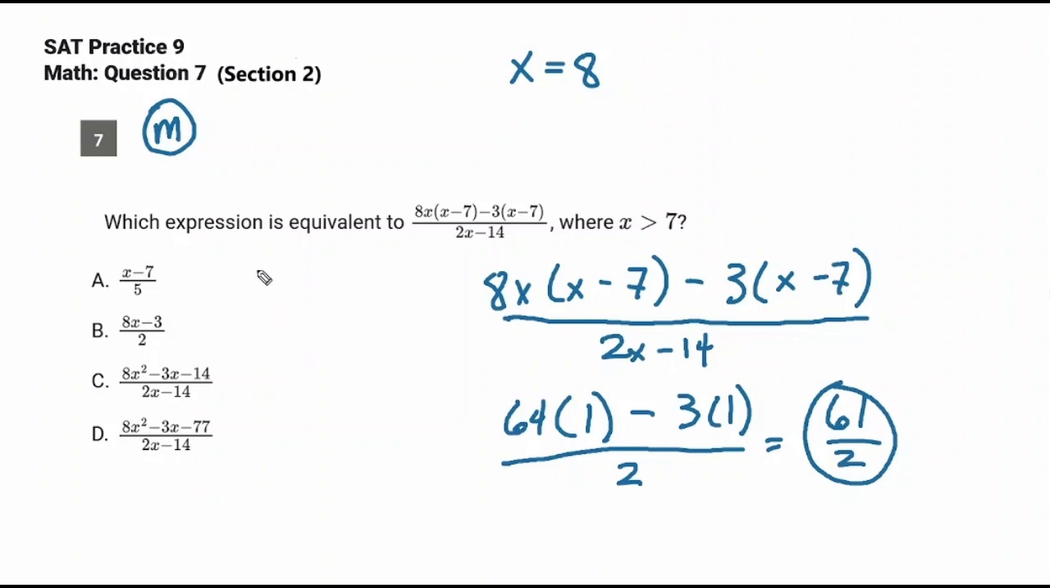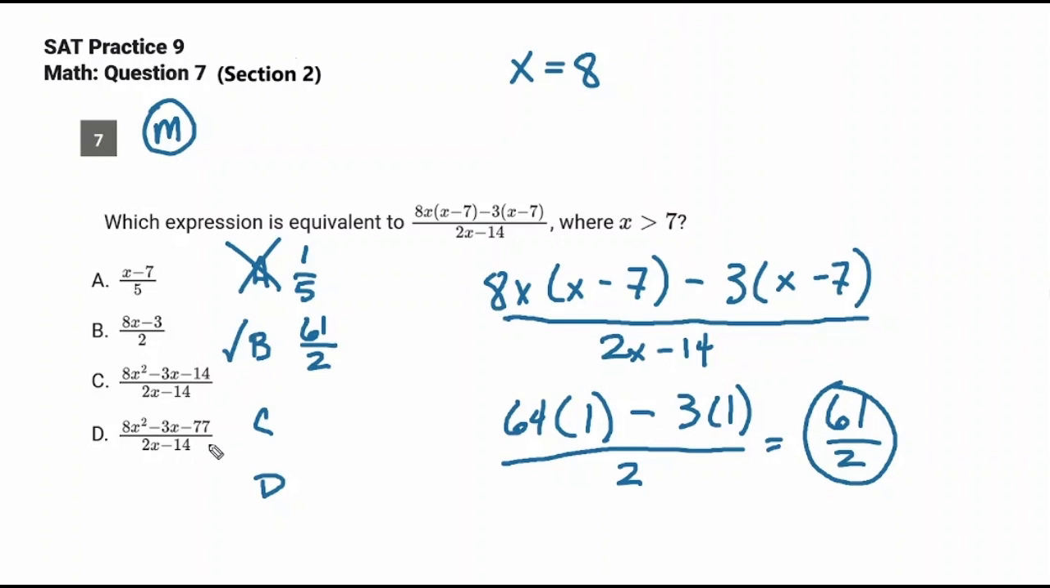So I'm going to rewrite the answer choices. I'm going to space them out. A says x minus 7. I said x is 8, so 8 minus 7 over 5. That's 1 over 5. Is that 61 over 2? It is not. It's gone. B, 8x, 64 minus 3, 61 over 2, golden.